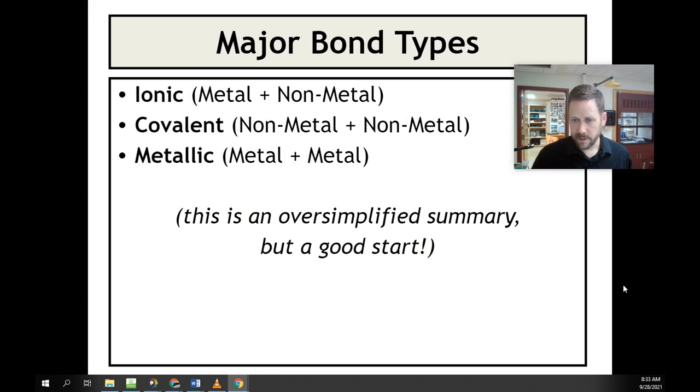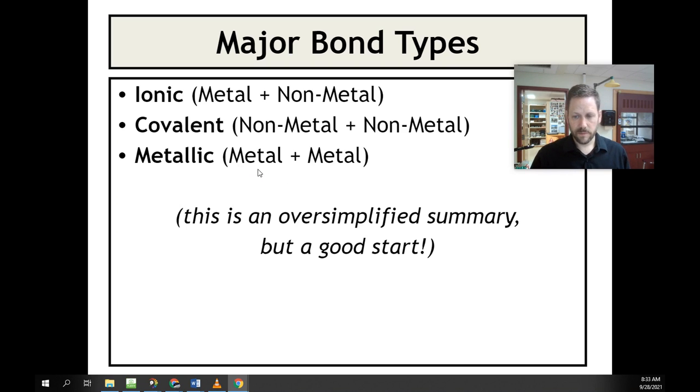But the three types of bond are ionic, covalent, and metallic. In introductory chemistry, we're often taught that ionic bonds are formed when a metal and nonmetal atom form a bond. And covalent is going to be formed always between nonmetal atoms and nonmetal atoms. This is a bit of an oversimplification, but it's an excellent start.